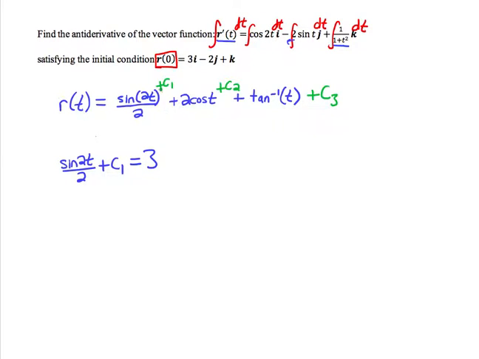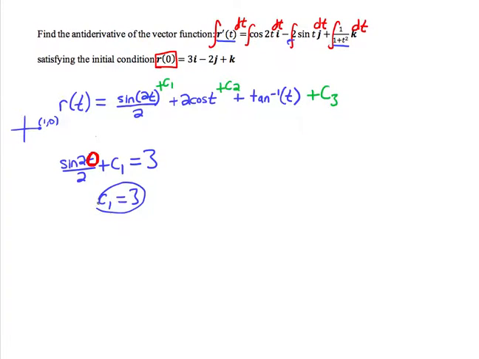Oh, at 0, I need to put 0 in for t. This should have been 0 and not t. Okay? And of course, if I didn't put something in there, I would have an equation with two unknowns, which I can't solve. So what is the sine of 0? If we think over here at 0, isn't the sine of 0 the y-coordinate at 0, which is nothing. So that just says C1 equals 3.